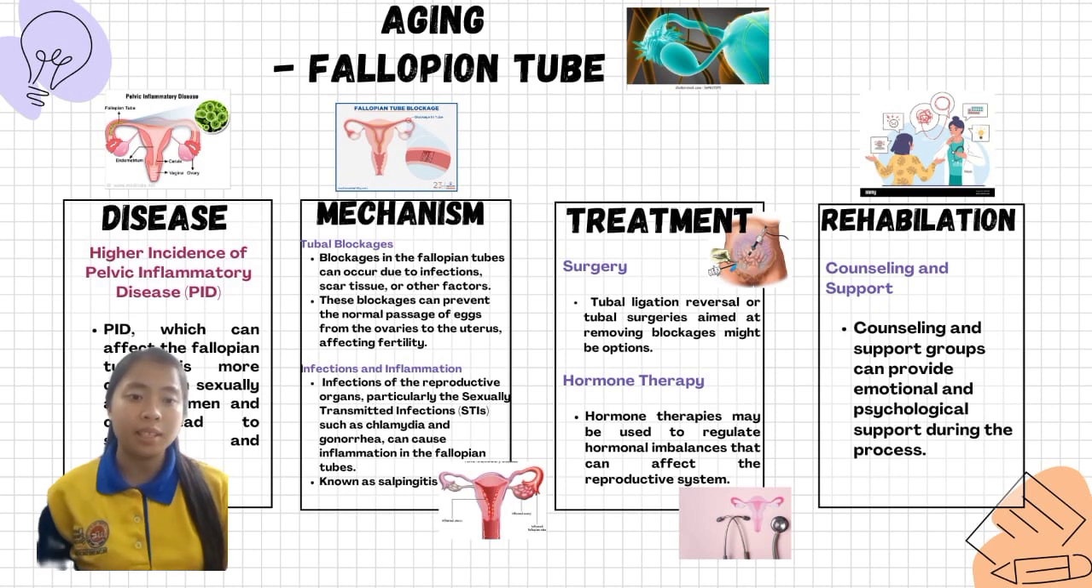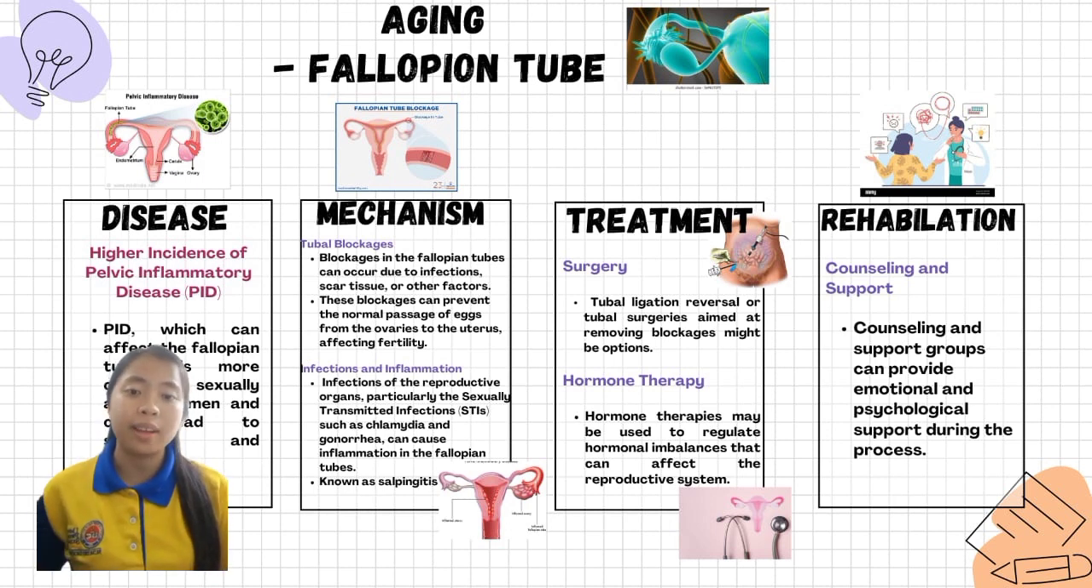The second mechanism is infection and inflammation. Infection of the reproductive organs, particularly sexually transmitted infections, that is STIs, such as chlamydia, can cause inflammation in the fallopian tubes. This is also known as salpingitis.